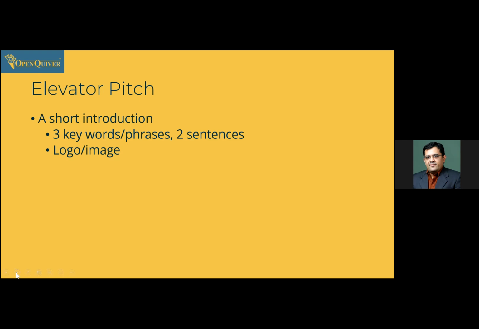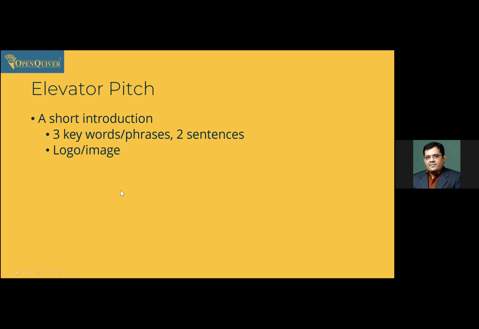A lot of people like to keep their contact information, etc., in the first slide in this elevator pitch, which is also fine, as long as you keep it in a much smaller font size so that you don't take the attention away from your main thing about the elevator pitch. The idea about the short introduction is to keep it very short, so 3 keywords or phrases, and ideally not more than 2 sentences. You can have a logo or an image that describes your idea or your business logo. So that's your first slide right there.